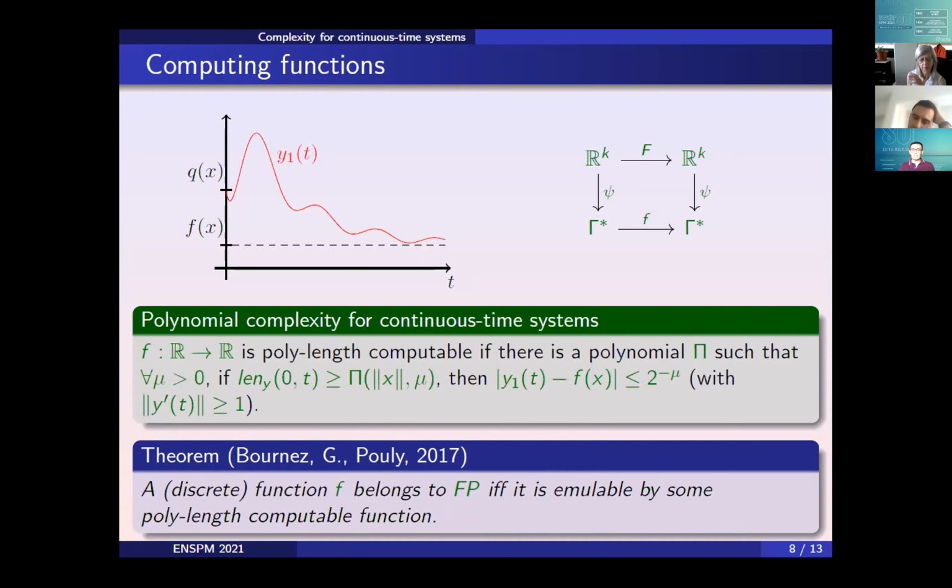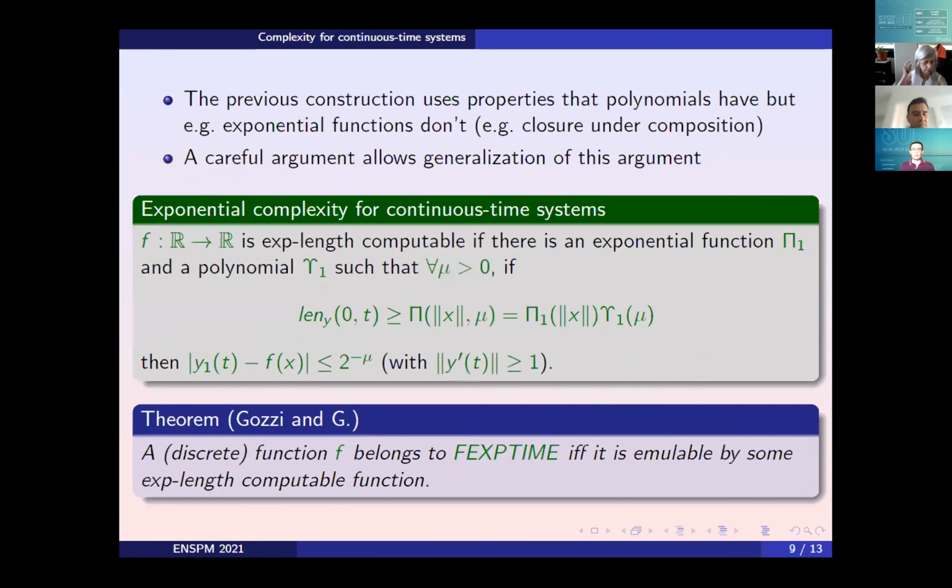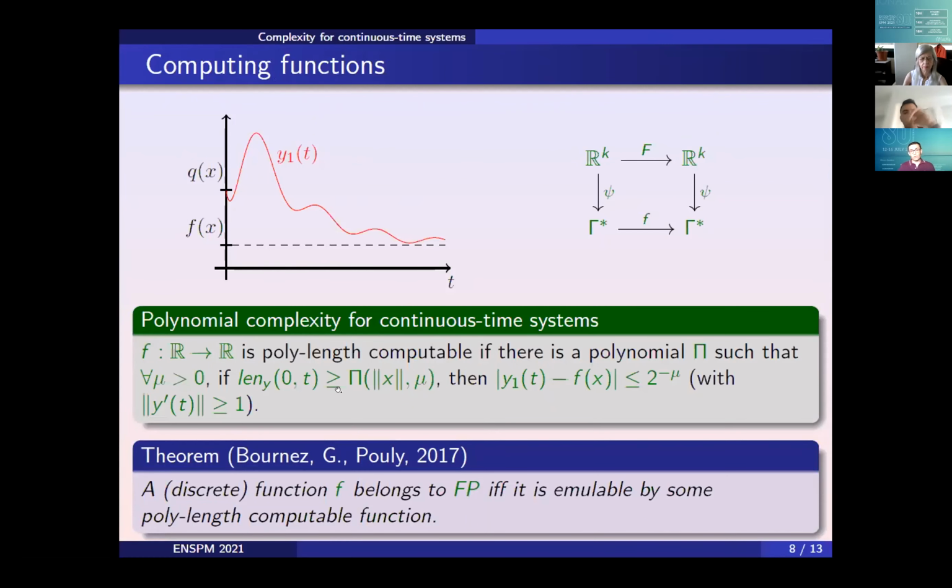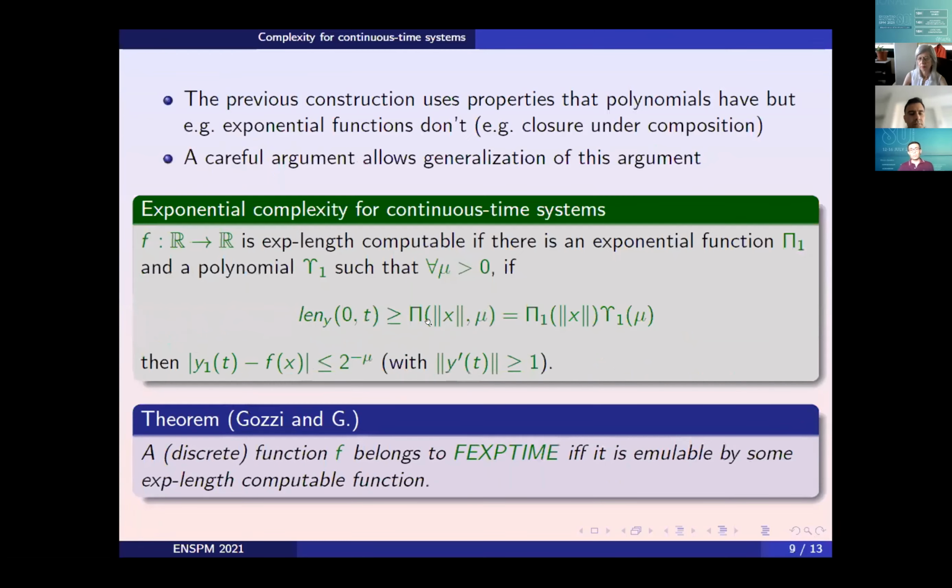For the exponential case, it's not easy, as I mentioned, because of problems like it's not closed under composition, but we were able to solve this problem. The idea is basically here, instead of for polynomial, we just use a polynomial. For exponential functions, you would be tempted to use exponentials here, but it doesn't work. Well, the idea that we had is to split the dependence of x and mu, and the dependence on mu continues to be polynomial, while the dependence on the size of x now starts to be, for example, exponential if you want to characterize the class of functions computable in exponential time. And with this, you can also characterize exponential time.